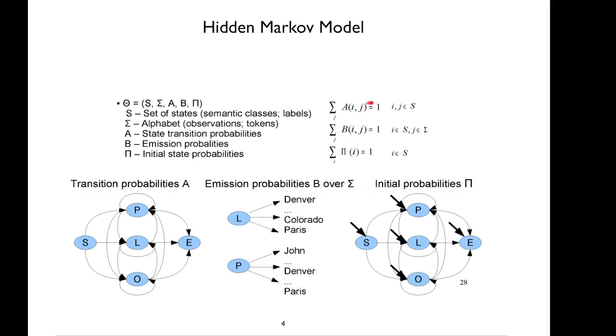And these A, B, and pi are probabilities because the sum over all states i is 1, and the sum over all possibilities of transitions from i to j must be 1. And the probability of all emissions in all states must also amount to 1.